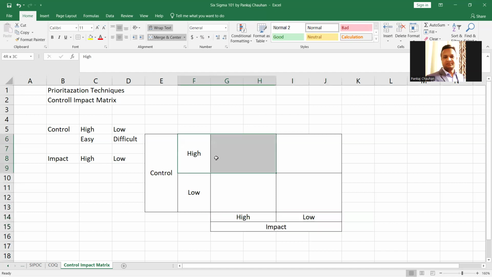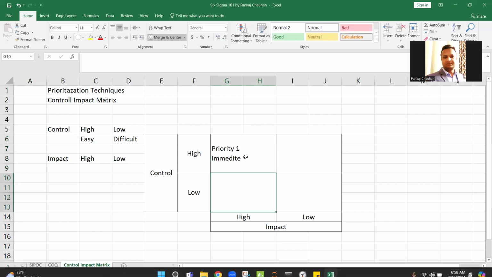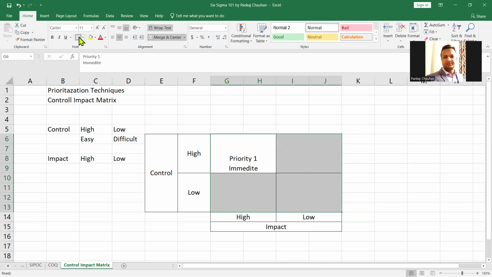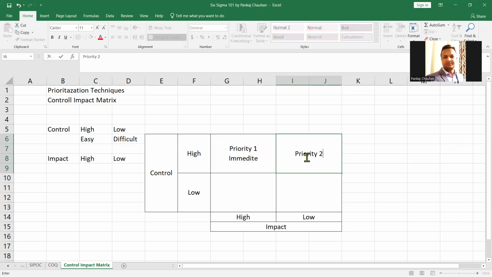When there is high control and high impact, these are your priority one, which means such solutions should be implemented immediately. These are your first priority. Now that the first priority is decided, the second priority, obviously, is high control and low impact. So this will be your priority two. Once your priority one, the immediate solutions, are implemented, these are your short-term solutions, which we will implement within a short span of time.